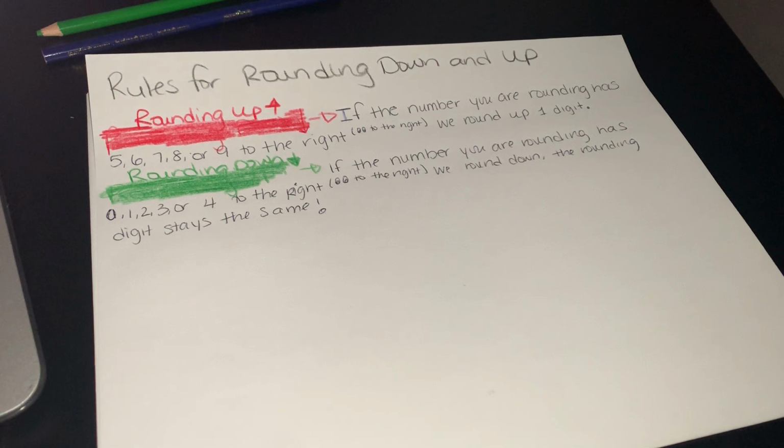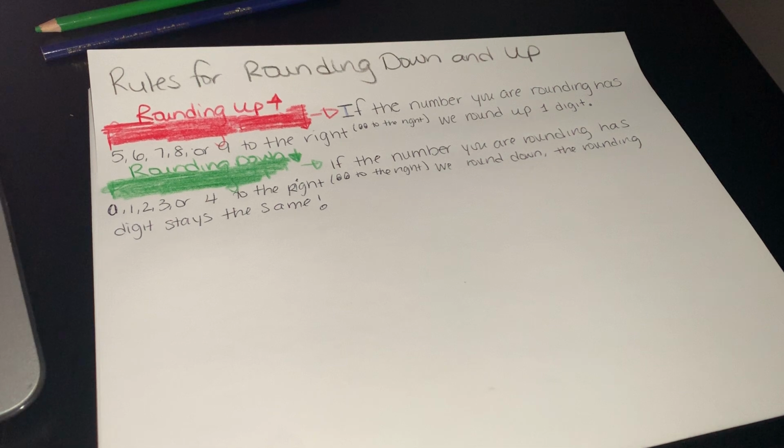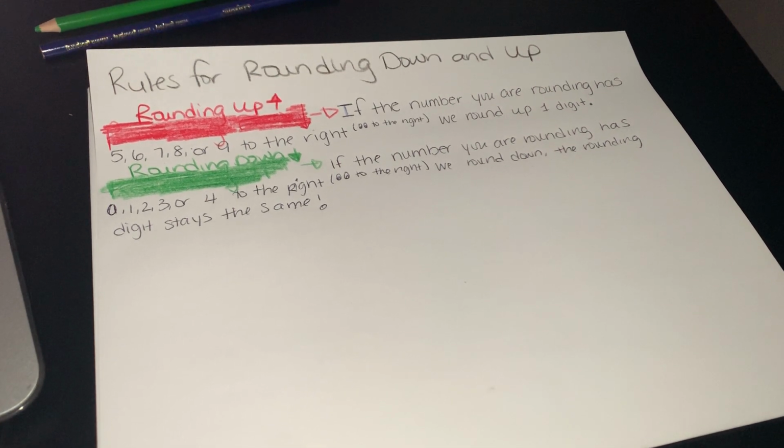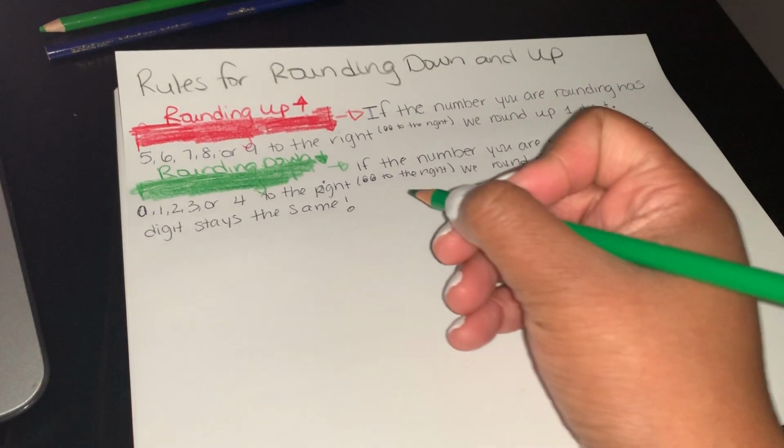Here we go. Rounding up. If the number you're rounding has 5, 6, 7, 8, or 9 to the right of the rounding digit, we need to round up one digit. Now, everything to the right of that turns to 0, okay? And I want to show you an example of that.